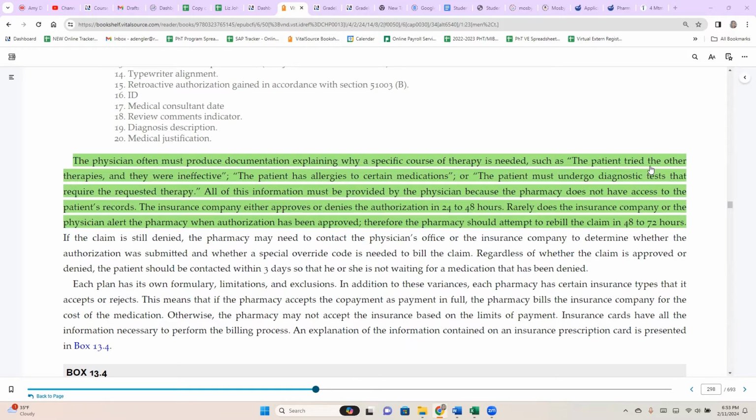The physician often must produce documentation explaining why a specific course of therapy is needed, such as the patient tried and failed other therapies and they were ineffective, and the patient has allergies to certain medication that might be on the formulary. The patient must undergo diagnostic tests that require the requested therapy. All of this information must be provided by the physician because the pharmacy does not have access to the patient's records. The insurance company either approves or denies the authorization in 24 to 48 hours. Rarely does the insurance company or the physician alert the pharmacy when authorization has been approved. Therefore, we usually run it again in 48 to 72 hours.